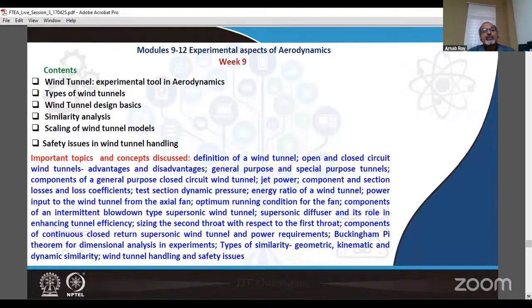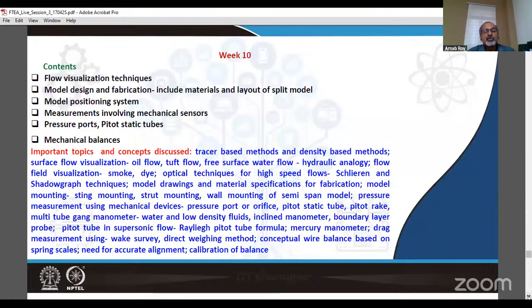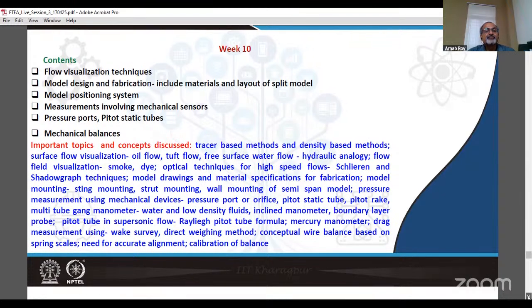Weeks 9 to 12 were spent on experimental aspects of aerodynamics. So in week 9, we discussed wind tunnels, different kinds of tunnels. They are the experimental tools. We learned about design basics, the significance of similarity analysis, scaling of internal models, and safety issues. Week 10 dealt with flow visualization techniques, model design and fabrication, positioning system, measurements involving mechanical sensors, and some important sensors like pressure ports, pitot-static tubes, mechanical balances, and so on.